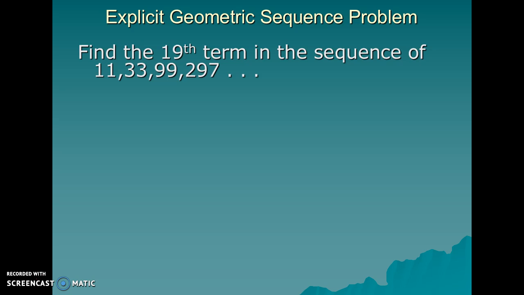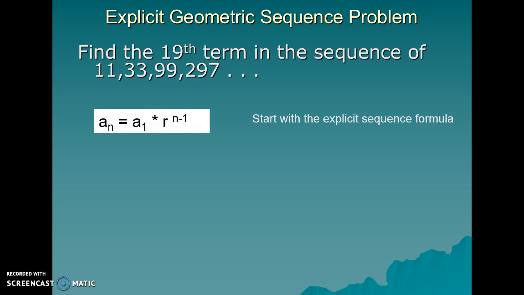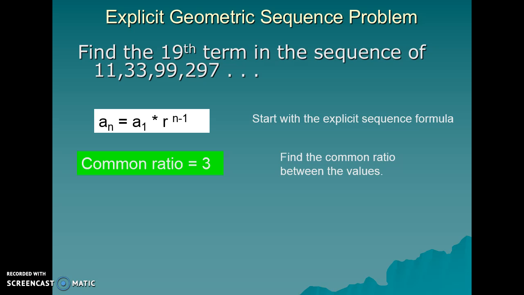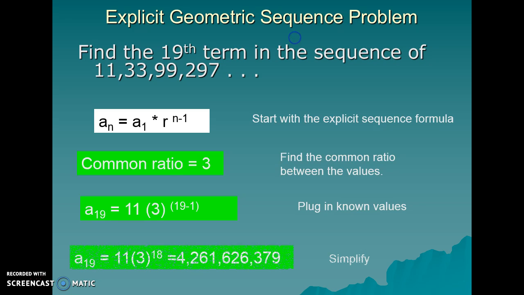Find the 19th term in the sequence 11, 33, 99, 297. First thing you need to do is use the formula, find a_1 and r. You find the common ratio to be 3, because 33 divided by 11 is 3. Now all we have to do is substitute the first term, 11 times 3, we're looking for the 19th term, 19 minus 1. Plug it all in your calculator, and you get a very, very big number.